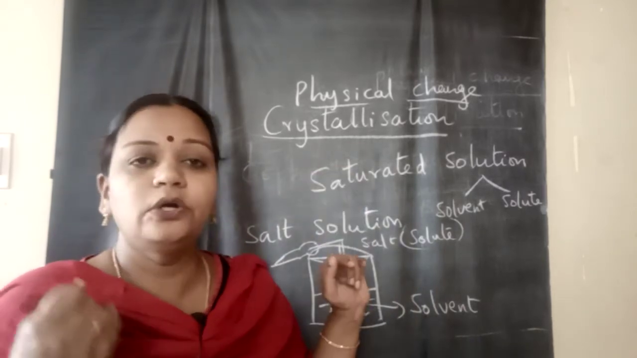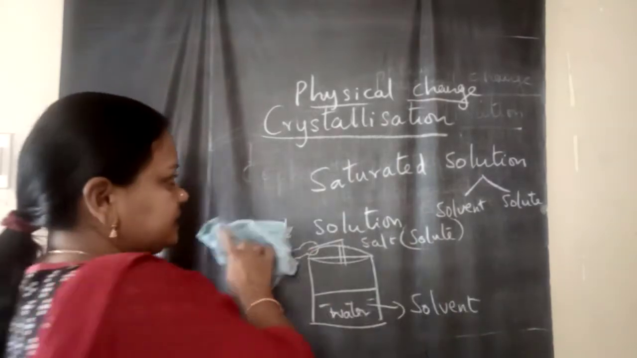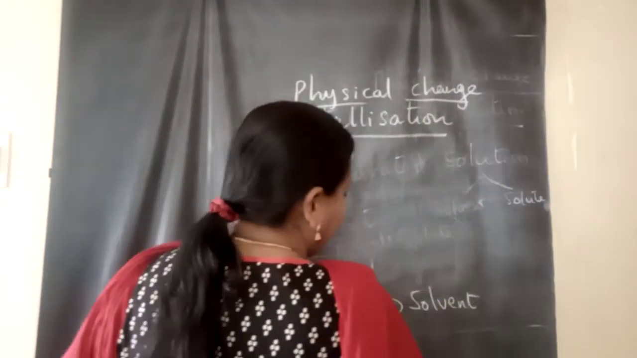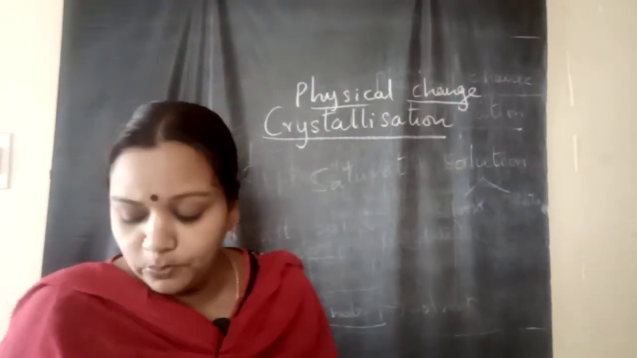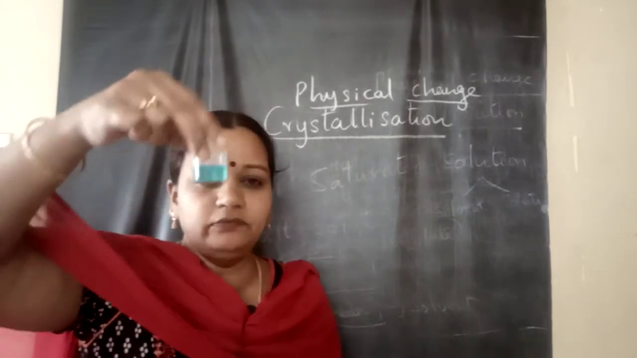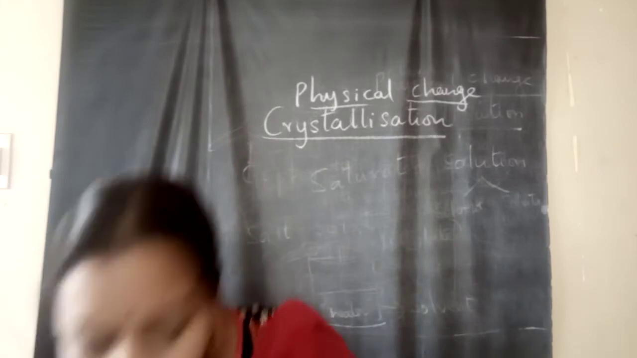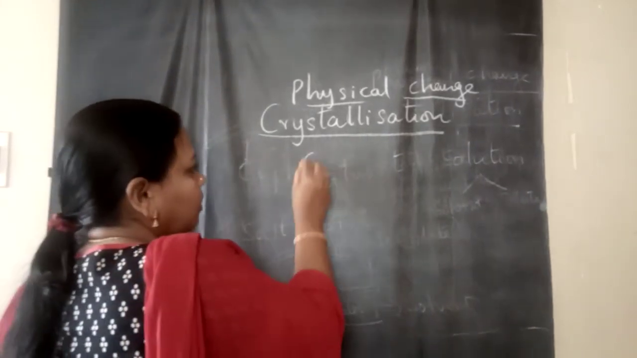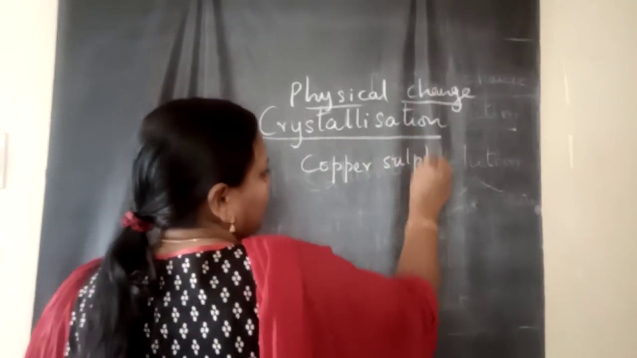Not only sugar and salt, children, we can even prepare copper sulfate crystals. Copper sulfate is also one of the salts, which will be in powder form. Copper sulfate powder will be blue in color, and the solution will be a blue color solution like this. So first we will take water. First we are going to prepare copper sulfate crystals.